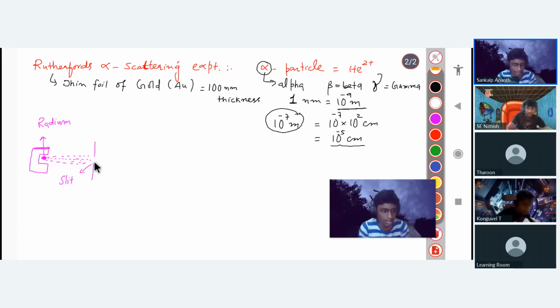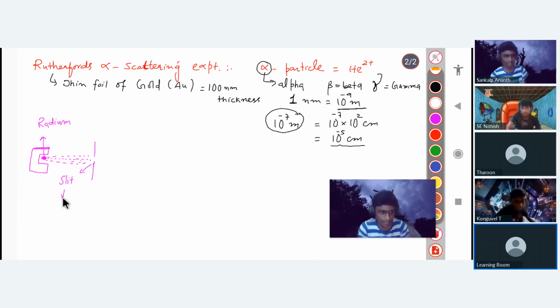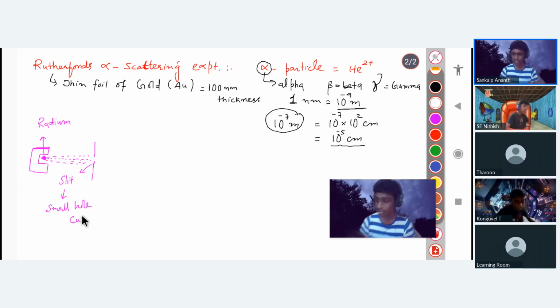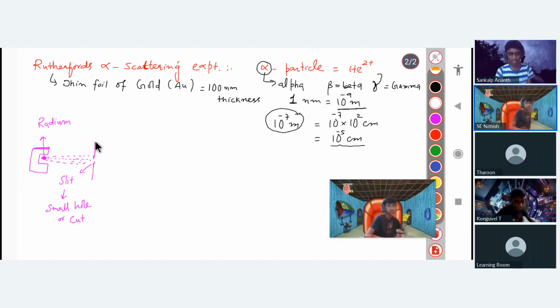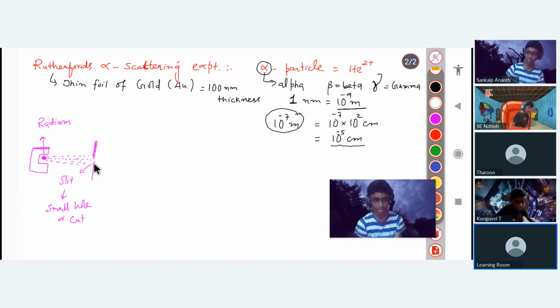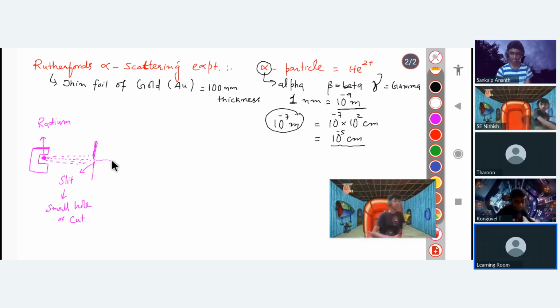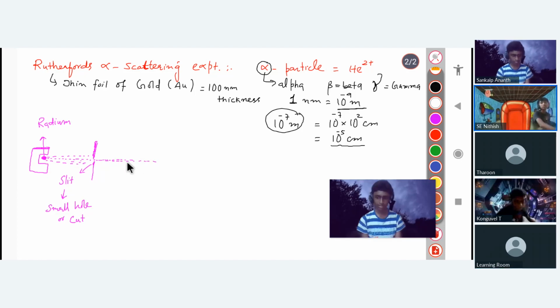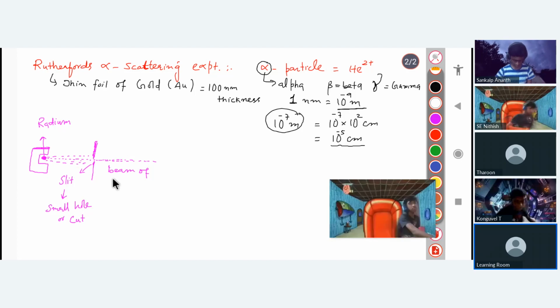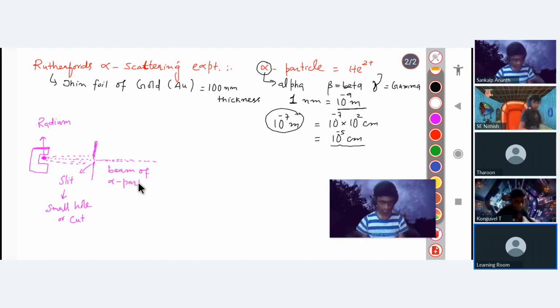A slit is basically a small hole, or you can say a small cut, a small gap. We saw it in the protons experiment. Exactly. Now when these alpha particles pass through this slit, we will get a straight beam of alpha particles, right? Yes, sir. So alpha particles are just He2 positive, right? Yes, sir.